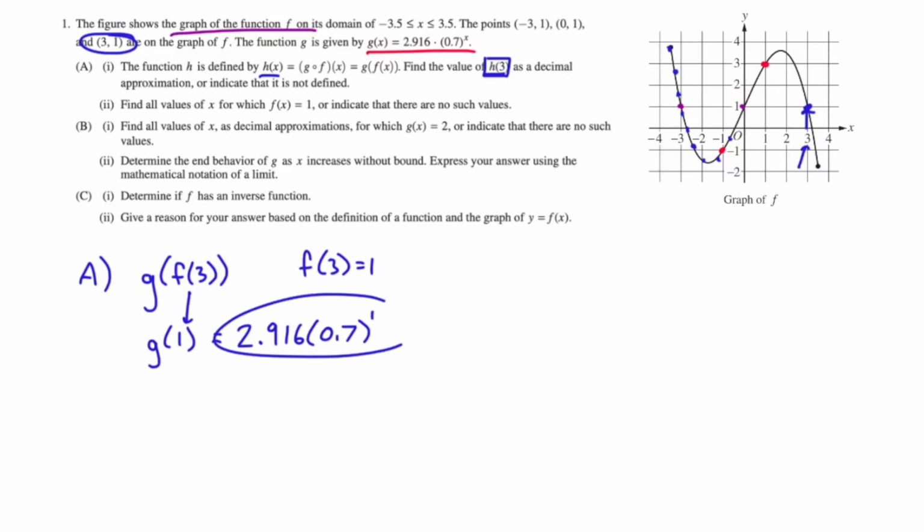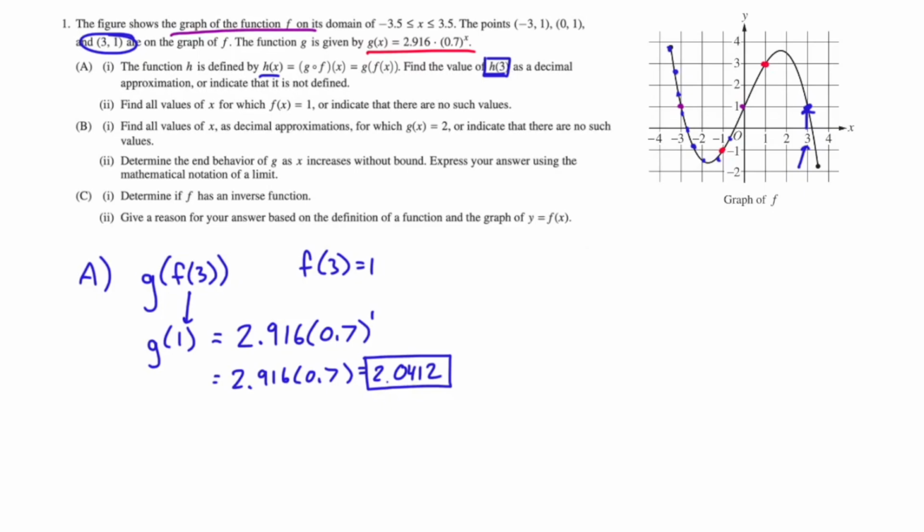And we're definitely going to need a calculator for this just because of all the decimals happening. But 0.7 to the first power, we don't need a calculator for that. That's just 0.7. So all you need to type in is 2.916 times 0.7. And you should get 2.0412. And they asked for a decimal approximation, but they didn't specify where to approximate to, and honestly this is the entire answer.